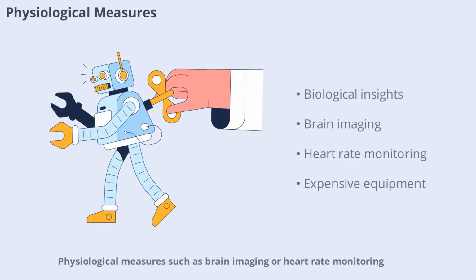Physiological measures, such as brain imaging or heart rate monitoring, offer insights into the biological aspects of abnormal behavior. These methods can reveal patterns linked to mental disorders, like changes in brain activity during anxiety or depression. Physiological data complement psychological assessments, providing a fuller picture of mental health. However, these methods can be expensive and require specialized equipment.